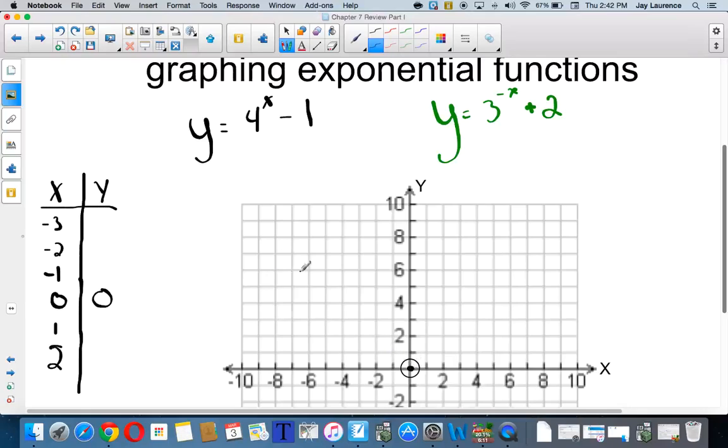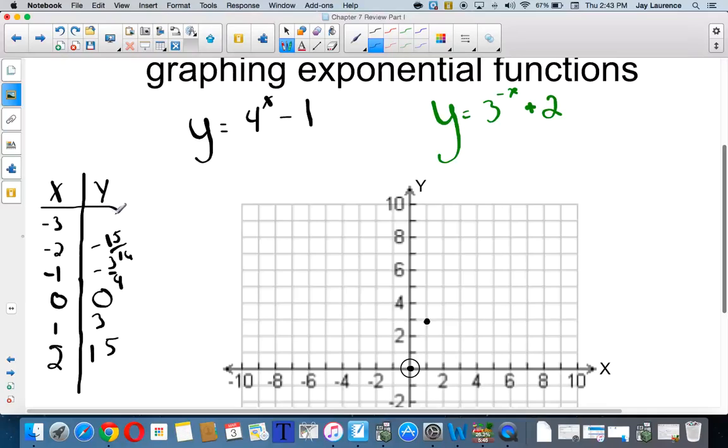When I put 1 in, I'm going to get 4 minus 1 is 3. When I put 2 in, I'm going to get 15, and I don't think I'm going to graph that. Now I put -1 in, I'm going to get 1/4. 1/4 minus 1 is going to be -3/4. When I put -2 in, I'm going to get 1/16, so I think I'm going to get -15/16, which is getting pretty darn close to -1.